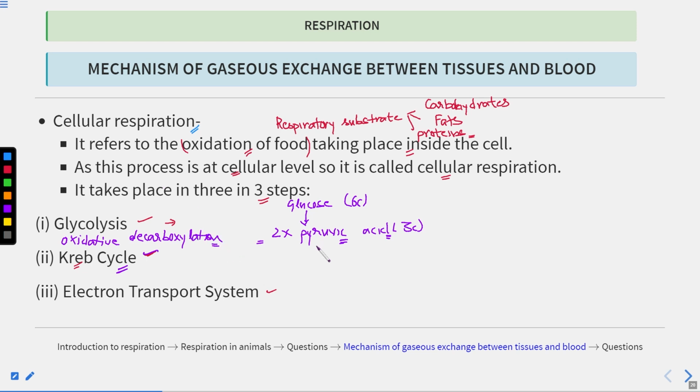So what happens during oxidative decarboxylation? The pyruvic acid that is produced is converted into acetyl coenzyme A. Now, acetyl coenzyme A can take part in the Krebs cycle. So, pyruvic acid, this is a 3-carbon compound. Acetyl coenzyme A, this is a 2-carbon compound. Here, a carbon dioxide molecule is released, and in this process, 2 molecules of NADH are also produced.